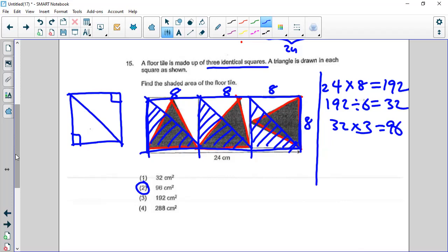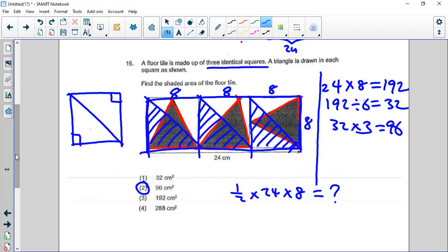You can just take half times 24 times 8. Yeah, there are a few ways of getting the same answer. There's no fixed way. But you must know the method. Right, the method is important to understand. Okay, let's go to question 16.